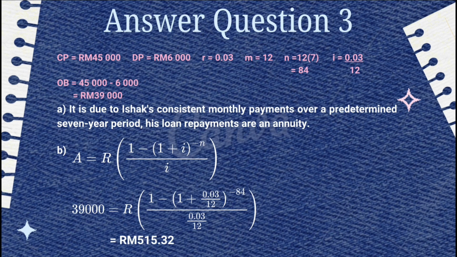Lastly, we need to find n. n is the total interest period for the whole term, and the formula is m multiplied by t. The loan has to be repaid over 7 years. So we need to find the amount of n, which is 7 multiplied by 12 equals 84 months.